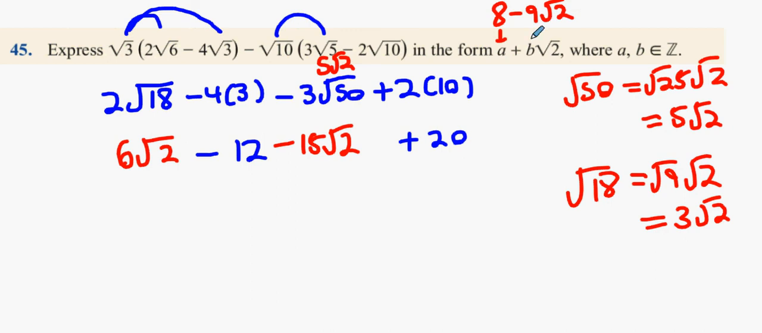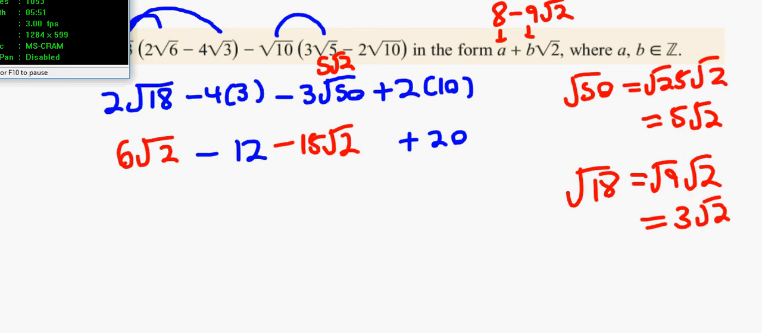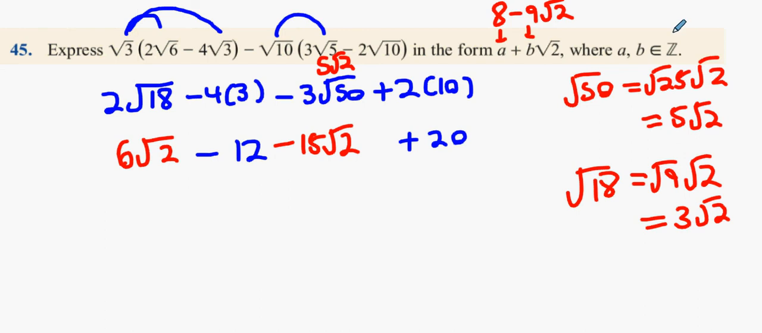A is 8, B is minus 9. Yes? It says in the form A plus 15. I was asked a good question there. See the way it's element Z? That means B is allowed to be minus 9, and A is able to be 8.